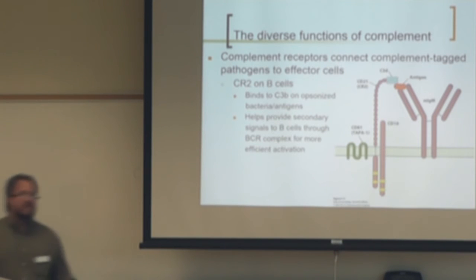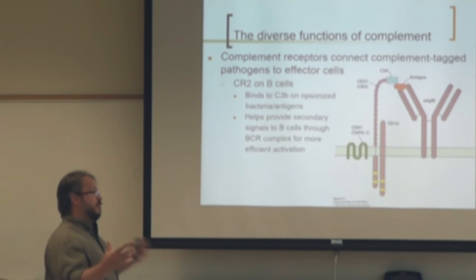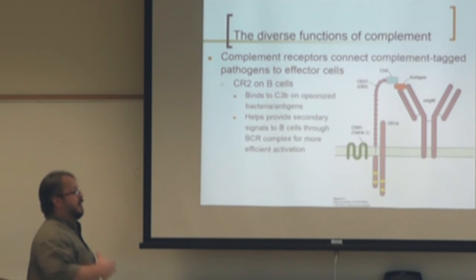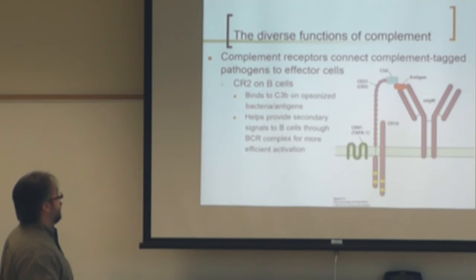So now we've talked about how complement enhances things because it binds, and it can bind to an antibody. The antibody can then bind to an Fc receptor. But complement can also bind. C3d, that's a further breakdown product of C3b, can actually bind to antigen.